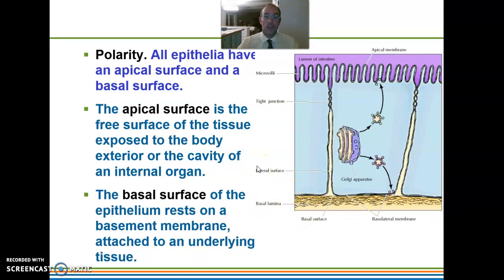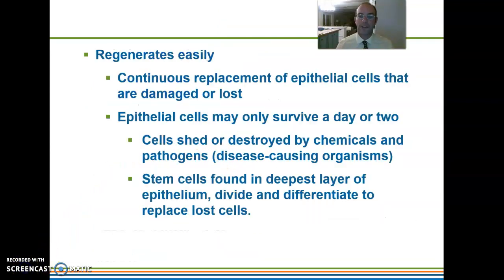So when you're taking your notes, you say it has polarity, and there's a top surface called the apical and a bottom surface called the basal. That's all you have to know about this section. And the last part about epithelial cells is that they regenerate easily. All right, your skin cells grow back when you get a cut, so you want to think about skin cells when you're thinking about this type of cell.